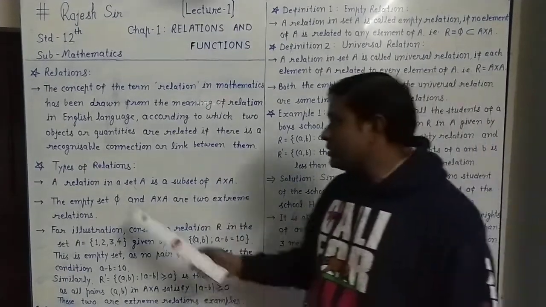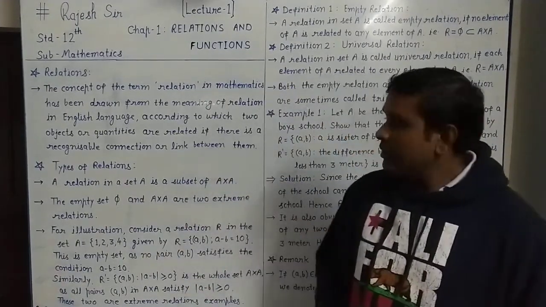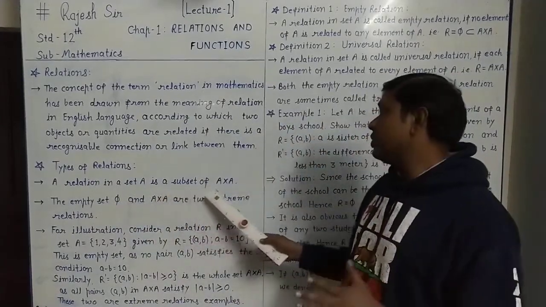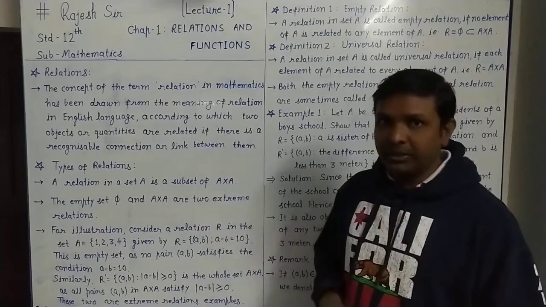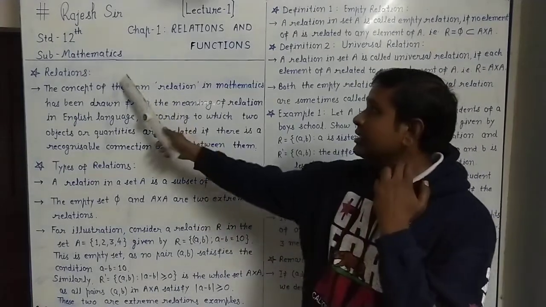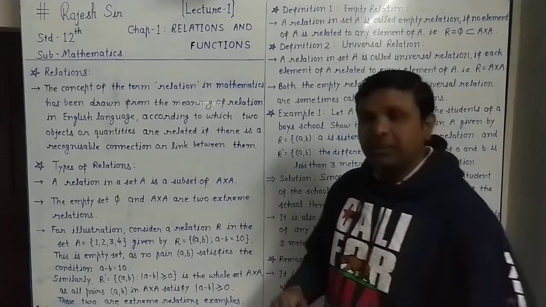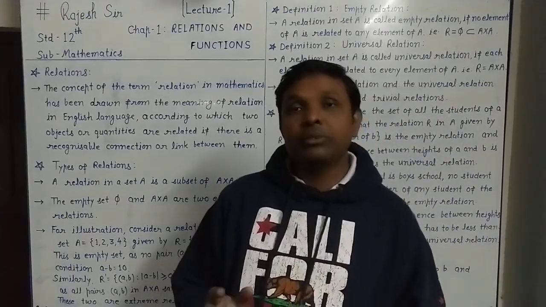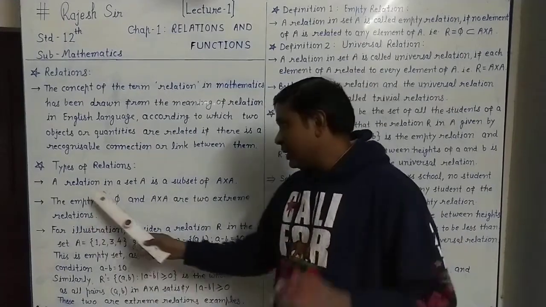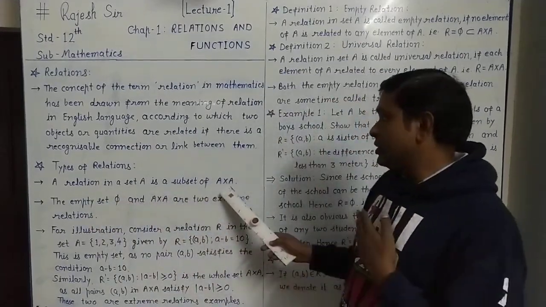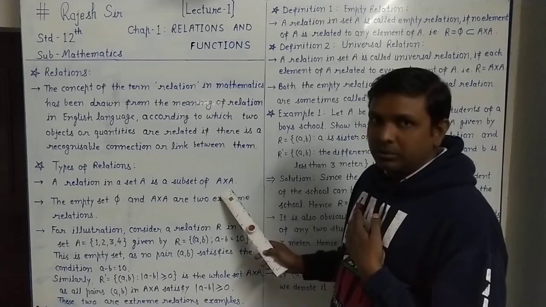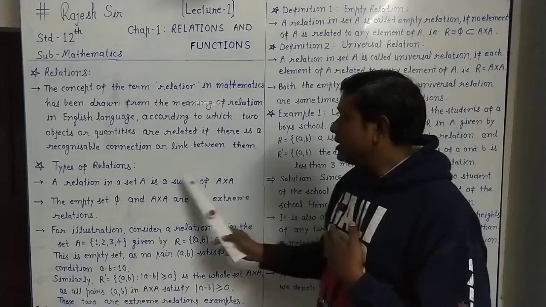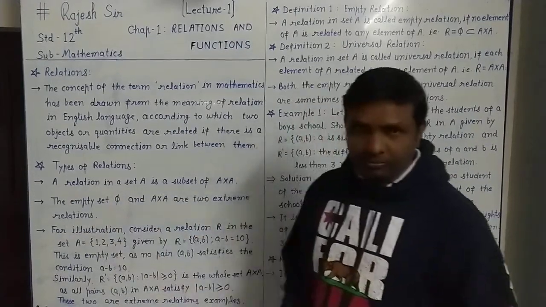Now next is types of relations. A relation in a set A is a subset of A cross A, that we know already. In the definition of relations in 11th standard we have seen that for the set A, the relation is defined as a subset of A cross A. So the relation in a set A is a subset of A cross A. In A cross A, all the subsets will give the relation.